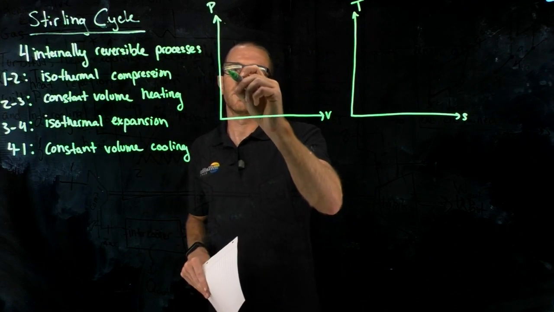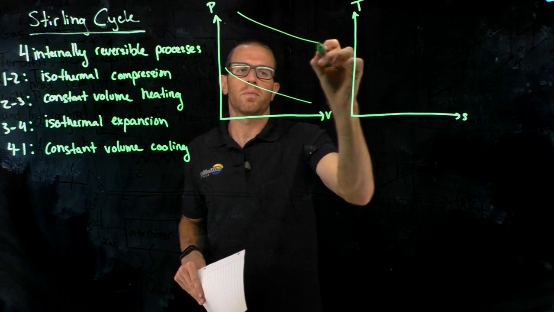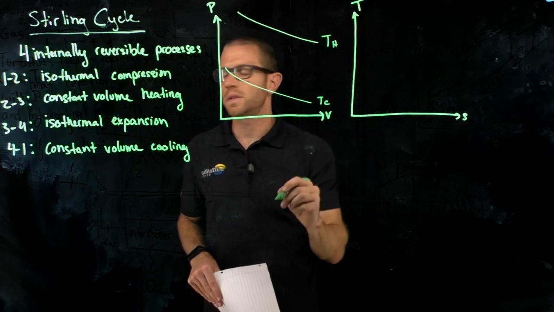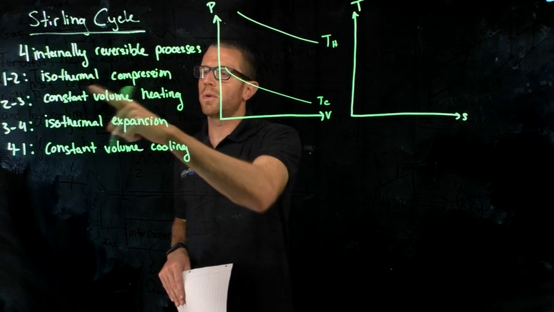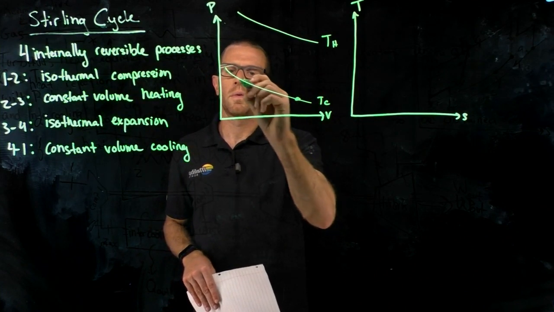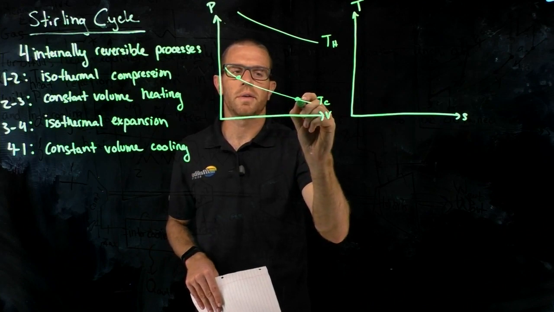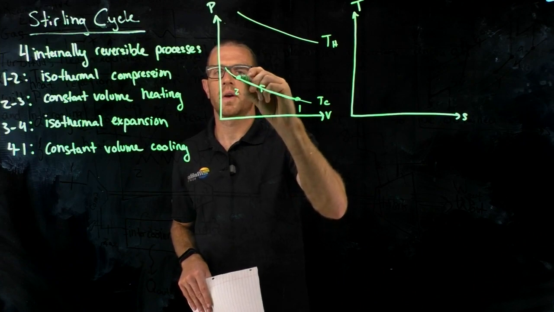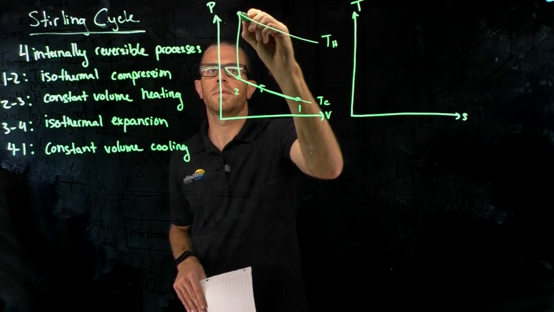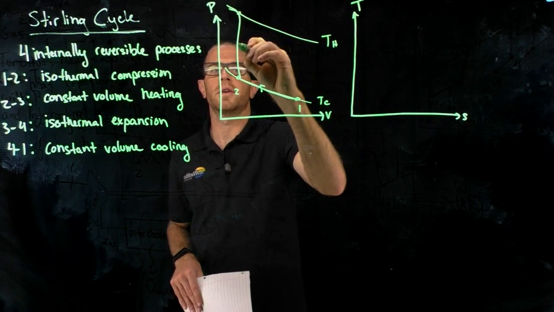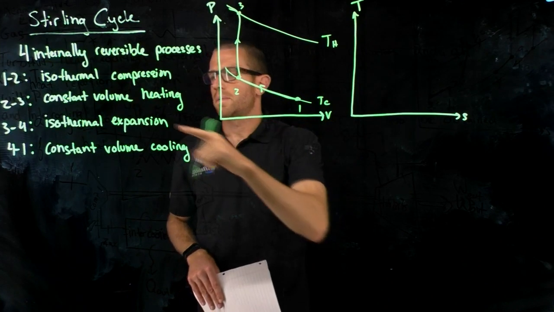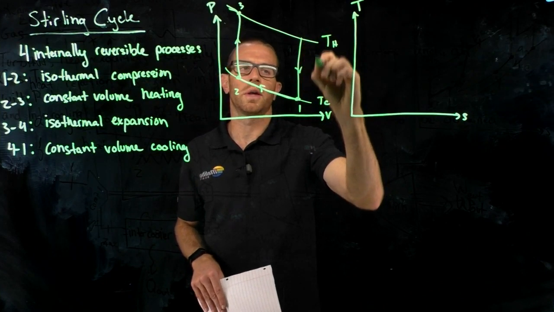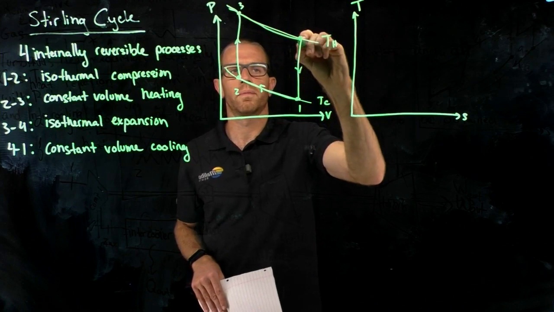So I'll begin my PV diagram with my isotherms, TH and TC. So the first one, I'm going to do isothermal compression. Pressure goes up, volume goes down from 1 to 2. Constant volume heating, straight line up, although I haven't done a very good job of that. Isothermal expansion from 3 to 4, and then constant volume cooling from 4 to 1.